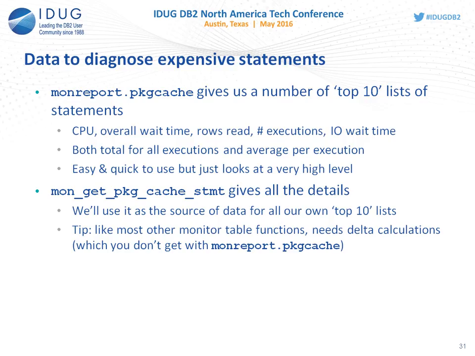Instead, we are going to go to the great big bad MON_GET_PKG_CACHE_STMT, like 350 columns of everything you could possibly want to know about statements in DB2, including some metrics that we don't even fill in yet. Again, like most other monitor table functions, these are cumulative, so you need delta calculations. All the examples I have here already have that built in, but it's important not to just use what it gives you, and to calculate the delta.